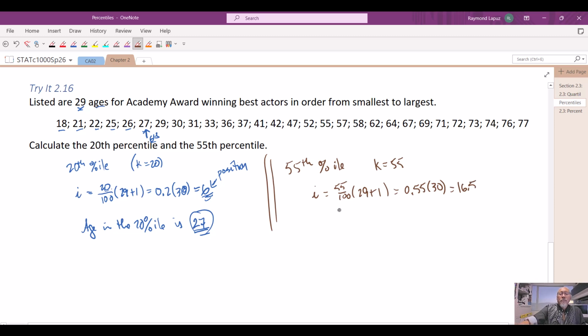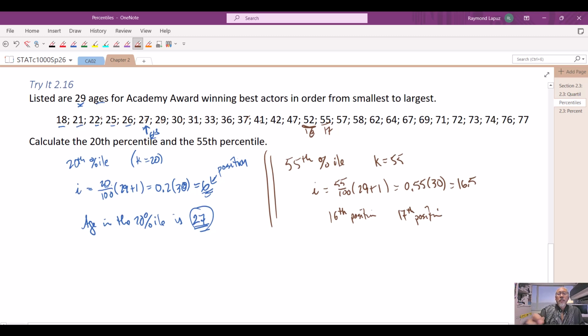So we round up and we round down. We want to look at the 16th position, and then we want to look at the 17th position, round up. So let's count. 1, 2, 3, 4, 5, 6, 7, 8, 9, 10, 11, 12, 13, 14, 15, 16. And 17.